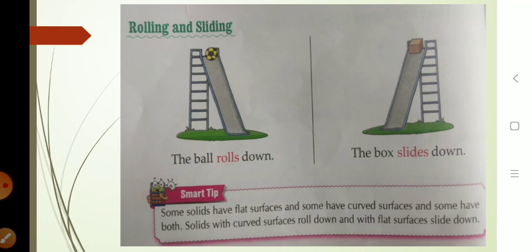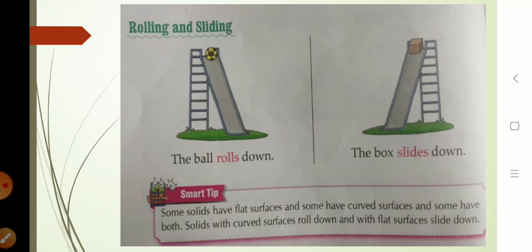And now you can take another thing also. You can take your pencil and put it on the top of the book. When you leave it, the pencil will roll down. Yes, the pencil will roll down. But when you put the eraser on it, what will happen? The eraser will slide down. The eraser will slide down. Yes.